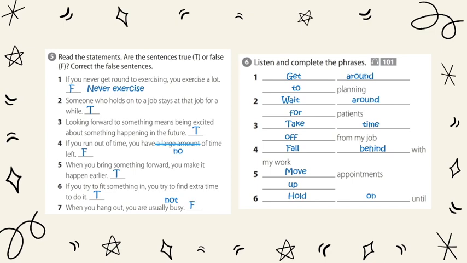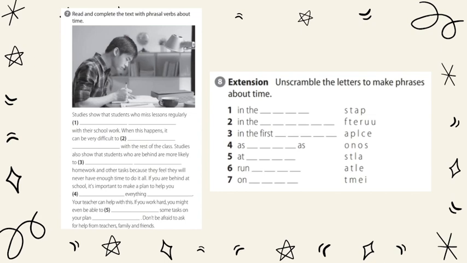Okay guys, so there are the answers. I hope you got them all. Now let's go to our page 111 and let's look at exercise number 7. It says, read and complete the text with phrasal verbs about time.